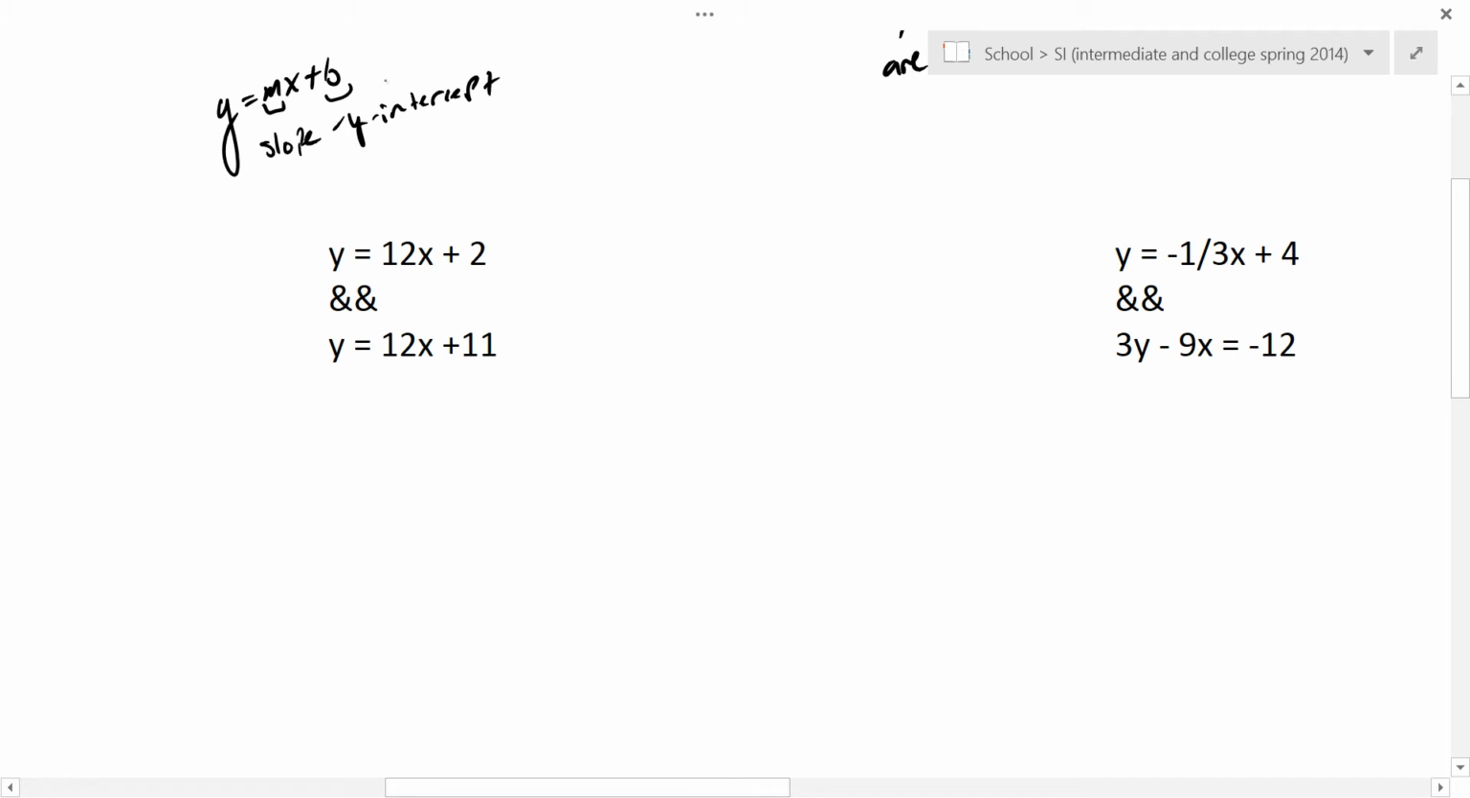Okay, so it looks like these match. We've got plus, here's my b, here's my y, that matches up, there's the x. So what's the slope? Well, the slope is 12. And it just so happens both of them have the same slope. So if they have the same slope, we can call them parallel.